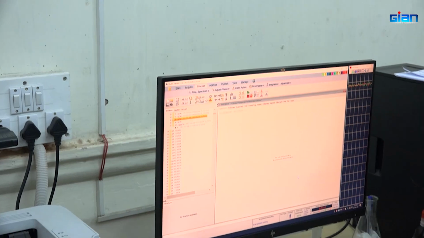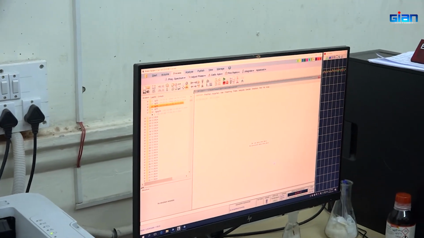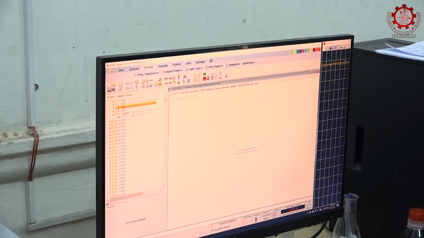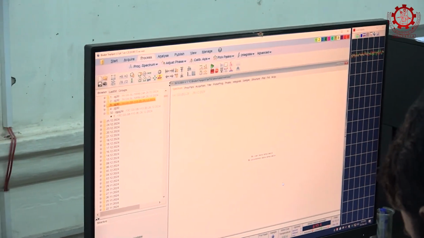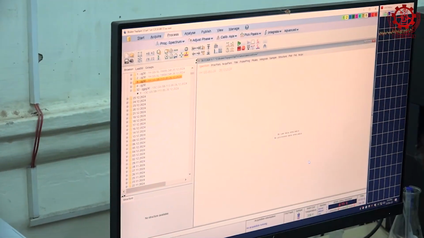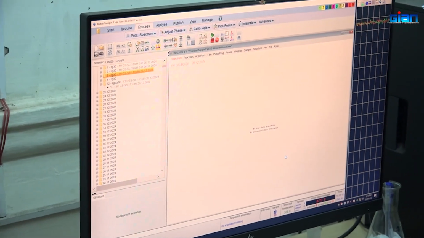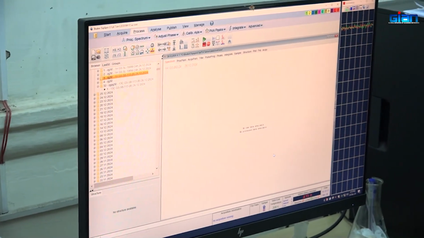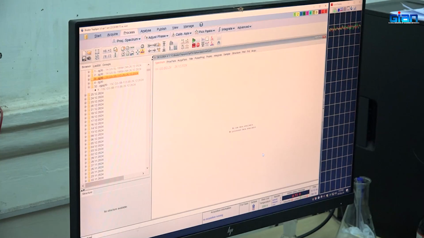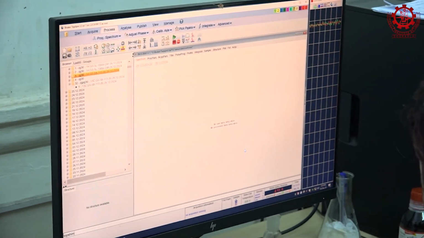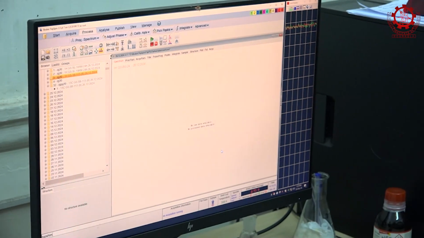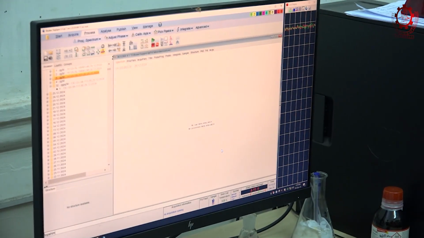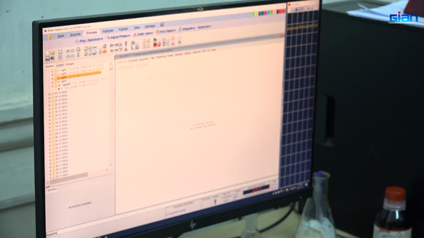Why is it not going down? Is it hanged after giving topspin? Lock should also go down. Okay, now it will write that lock is done. That means your sample is locked for the scanning. Then there is a shimming option. Shimming means we try to make the magnetic field homogeneous for the sample.